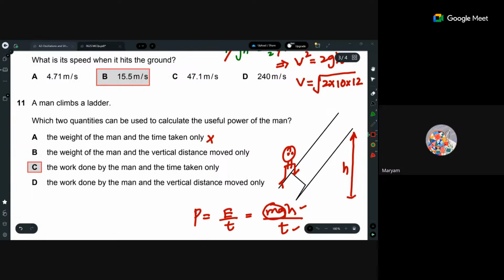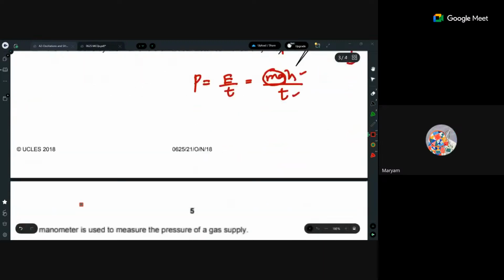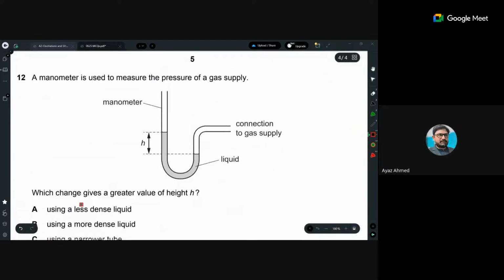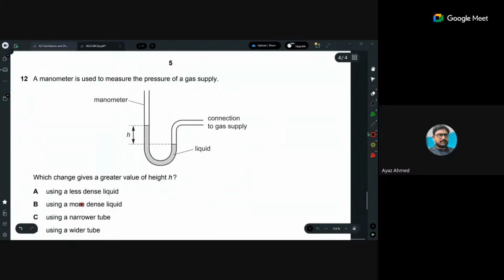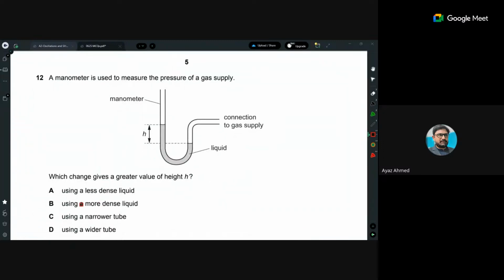Yeah. Got it? Was it correct? Yes, sir. Very good. So, last two questions. This is the question: a manometer is used to measure the pressure of the gas supply. I told you there is no need to have the misconception in your mind that because a manometer has come, this question is out of syllabus. The concept is the concept of pressure.